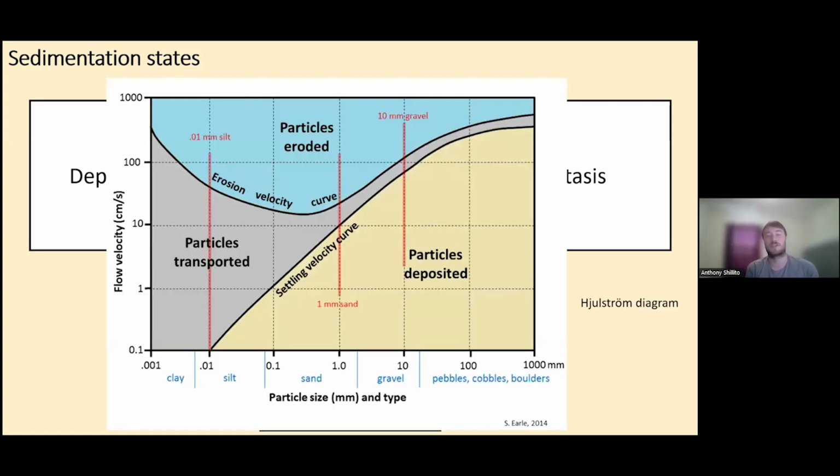And this is illustrated with the Shields diagram, which shows that for any given particle size and any given flow velocity, the energy of the system we're in, we're going to be getting particles of some size transported. So the substrate will be in stasis, we'll be getting erosion, we'll be getting deposition.